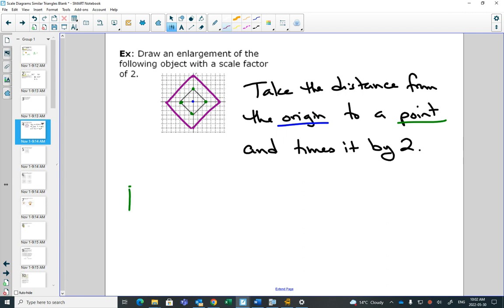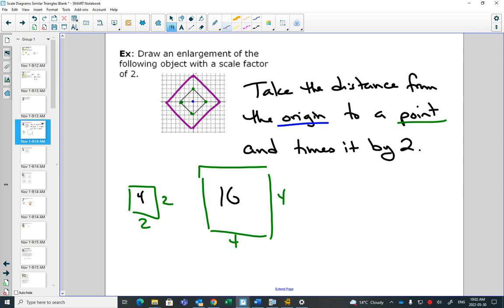Take a regular square. That's 2 by 2. What's the area of the square? 4. Double the sides. What's the new area of that square? It's not 8. It's 16. So just because you double the sides does not mean you double the area, which is kind of interesting.